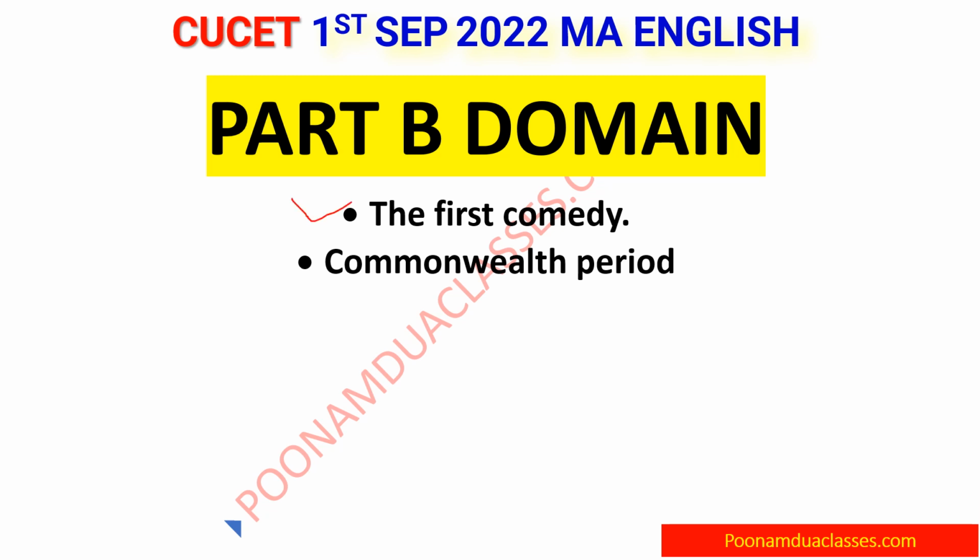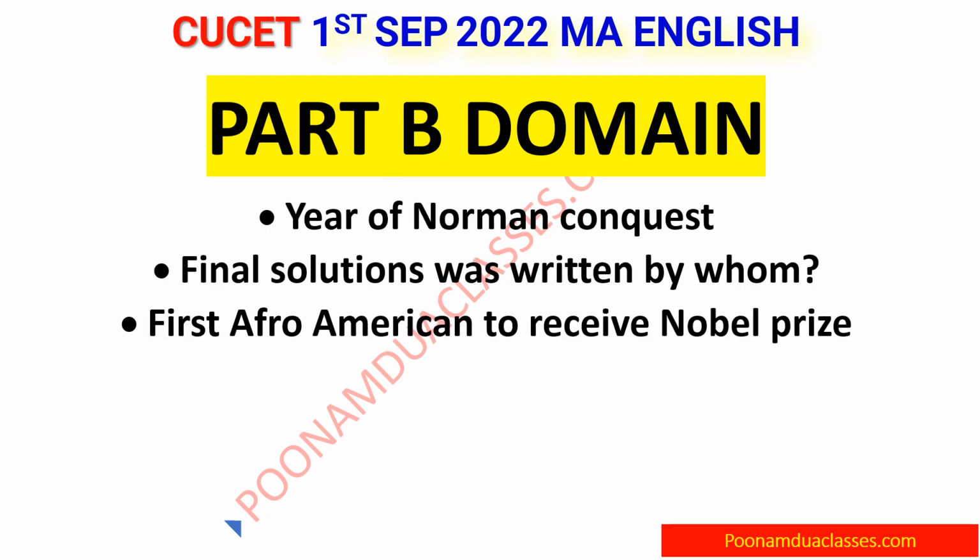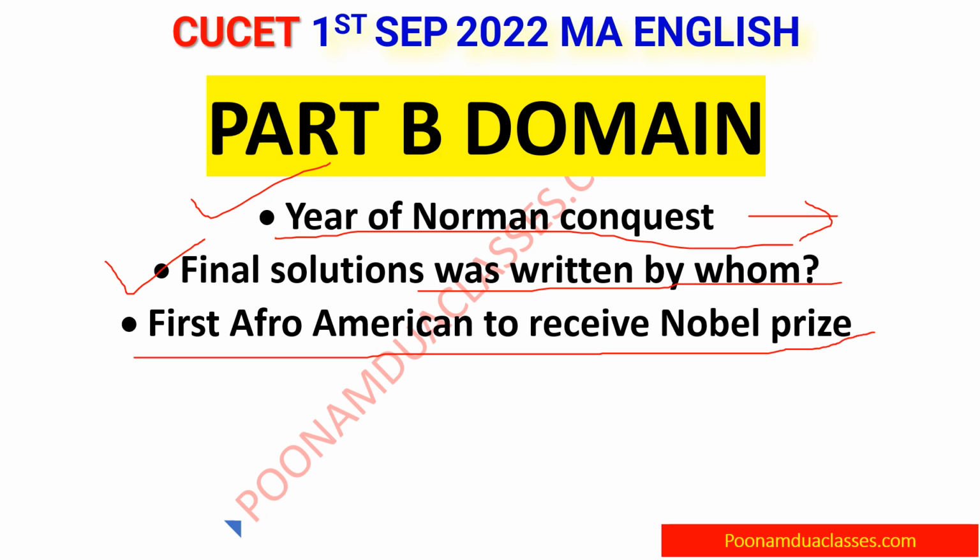They were asked about the first comedy directly. They were asked about the Commonwealth period. From all these spheres, they did ask questions. This one, look at this one: year of Norman Conquest. You can say history of language. Final Solutions written by Mahesh Dattani. You can say this was from Indian literature. This was from world literature or from the category of awards.